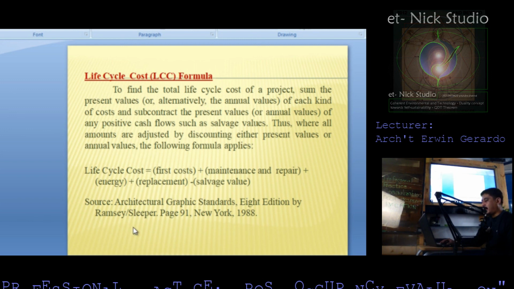Source, Architectural Graphic Standards, 8th edition by Ramsey and Sleeper, page 91, New York, the 1988 edition.